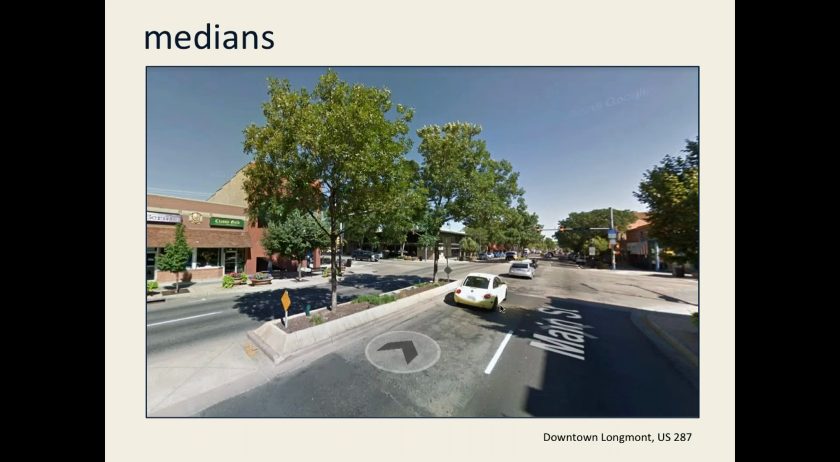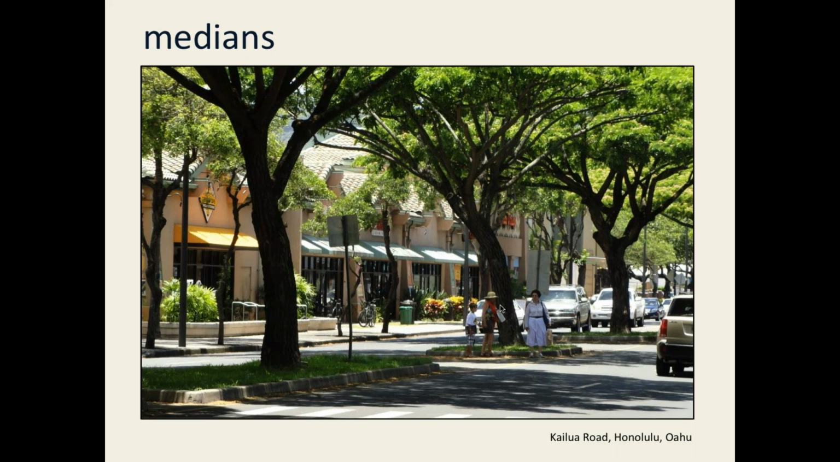And then medians are another element that can make a big difference. We wouldn't always think of having a median in a downtown, but where we have a multi-lane street that's really wide, and we want to slow the cars down, we want to beautify the downtown, and we want to encourage pedestrians to cross, a median can be a good solution. And that's the solution they've been using in Longmont. This is an image actually from Hawaii, but I want to make a point here. This Kailua Road was this sort of out of control, nasty looking, overbuilt arterial, and the city came in and installed these medians.